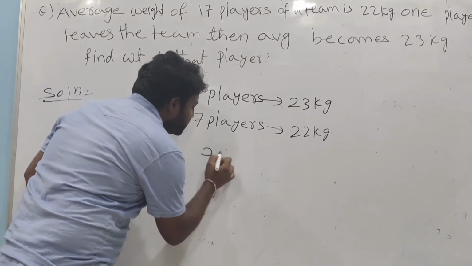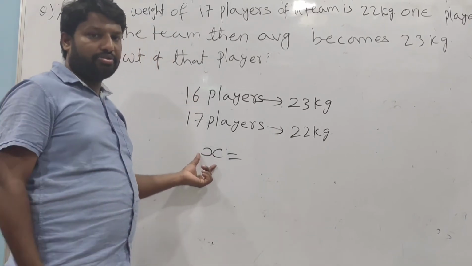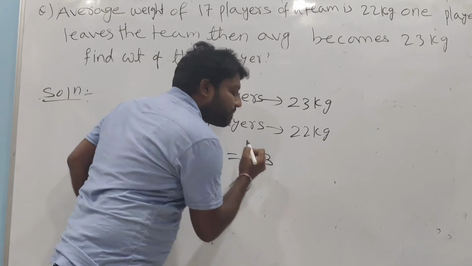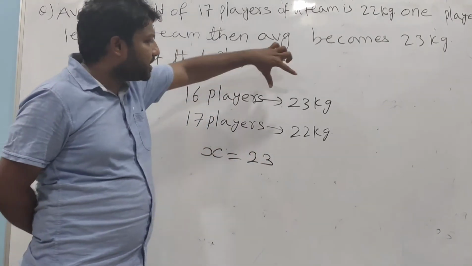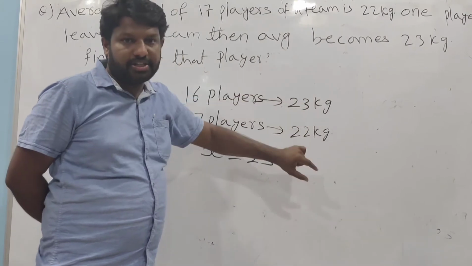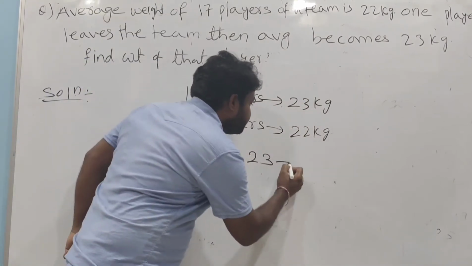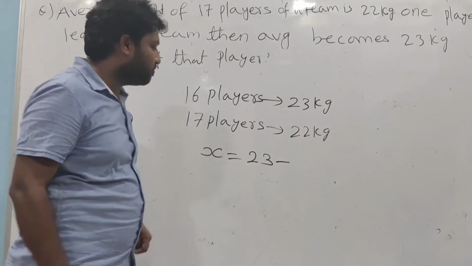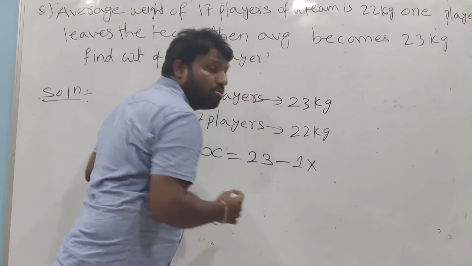I am taking the new innings as the weight of that person, x. New innings is equal to old average. What is the old average? 23 plus or minus change. Initially the average is 23, now the average is 22. So the average has decreased. How much? 1. So minus 1 into total innings.